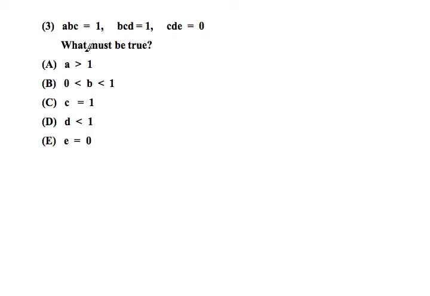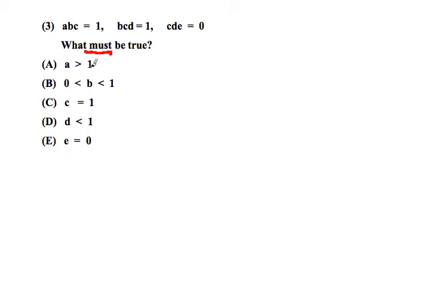Next problem. If a times b times c is equal to 1, and b times c times d is equal to 1, and c times d times e is equal to 0, what must be true? Okay, so remember, must means always. If we can find an exception, it's not true.